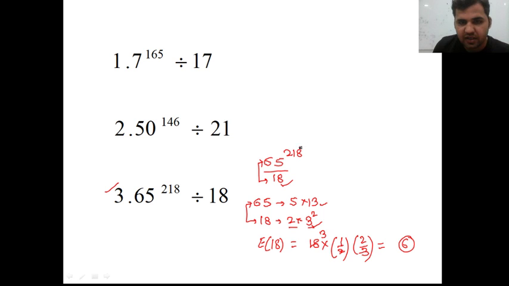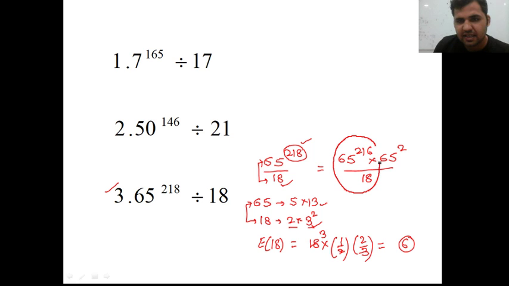Now you'll have to see whether the power is a multiple of 6 or not. If you can see, the power is 218, which is not a multiple of 6, but 216 is a multiple of 6. So this can be written as 65 power 216 into 65 power 2 divided by 18. Now using the Euler remainder theorem, this part will give you a remainder of 1, so you will be left with only 65 into 65 upon 18. We'll have to check for this part only.